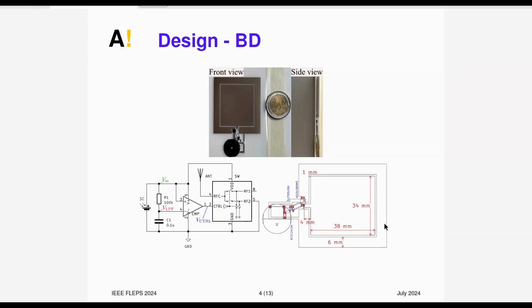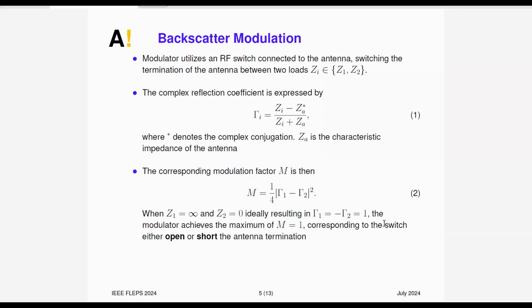Basically, the solar cell converts the light to an electrical signal, the green one, the solar cell output, and after the low pass filter, it is compared through the comparator. The output of the comparator is the control signal of the RF switches that switch the antenna terminations, leading to the modulation here. The principle is quite simple. We used a modulator, an RF switch connected to the antenna, switching the termination of the antenna as short or open.